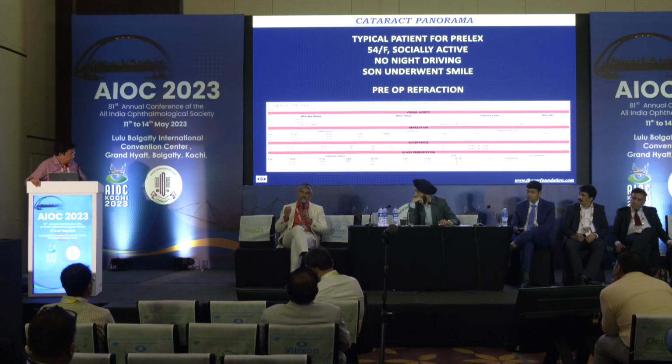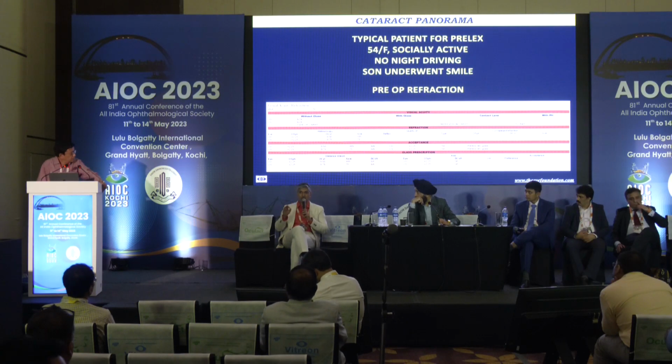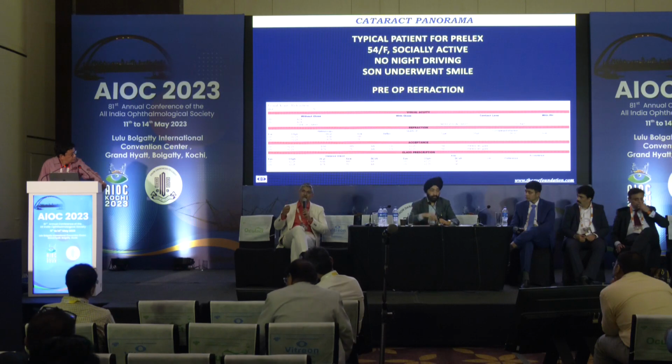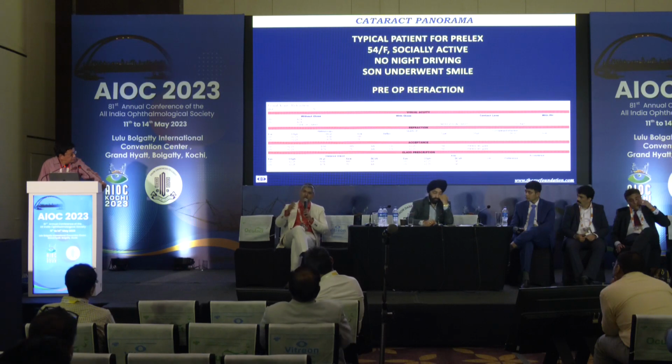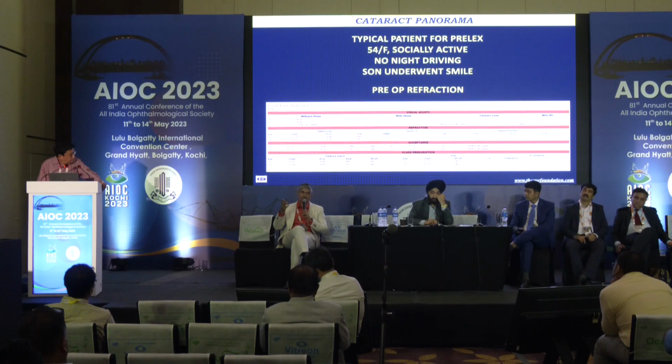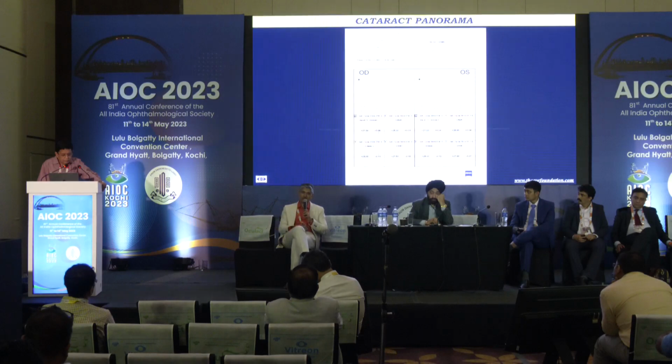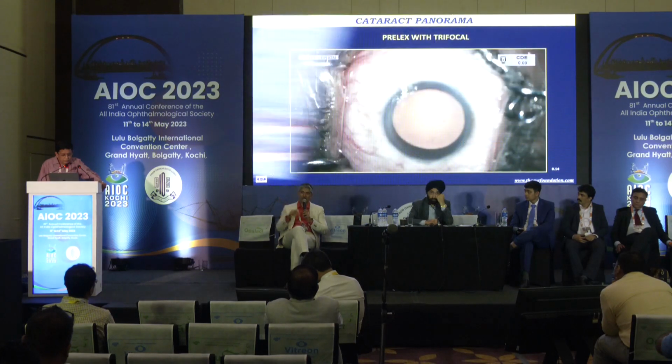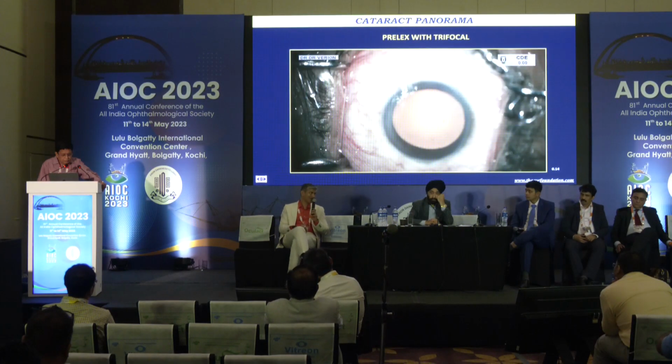My only indication for a Prelex is if the patient has a narrow, occludable angle, because when you do a Prelex, the angle is going to open up and the chance of an angle closure attack is not going to be there. The second indication is, of course, if an astronaut comes to you and is going to space, they are definitely going to develop a cataract, so you have to do a prophylactic cataract surgery. These are the only 2 indications.